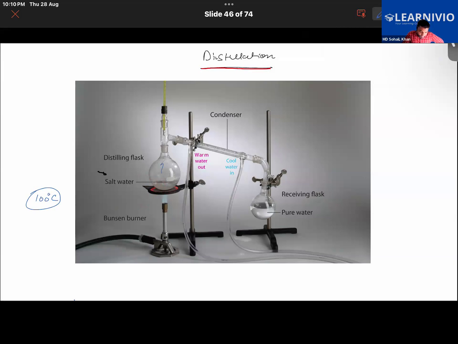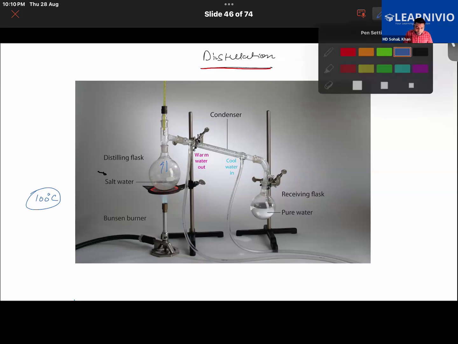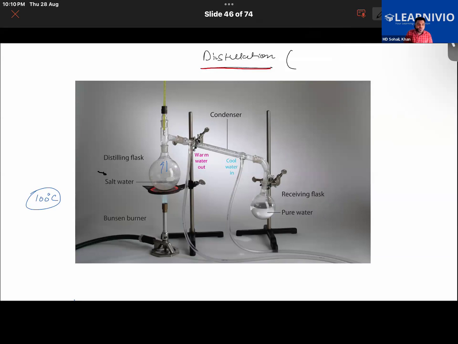So all the water will evaporate and it is made to pass through a condenser in which cool water is flowing. Thereby the water vapor will convert into water droplets and drop by drop it will be collected into the receiving flask. So that is the concept of distillation. The other substance is left behind. So the core concept of distillation is that we are separating two or more substances because of differences in their boiling points. All right.